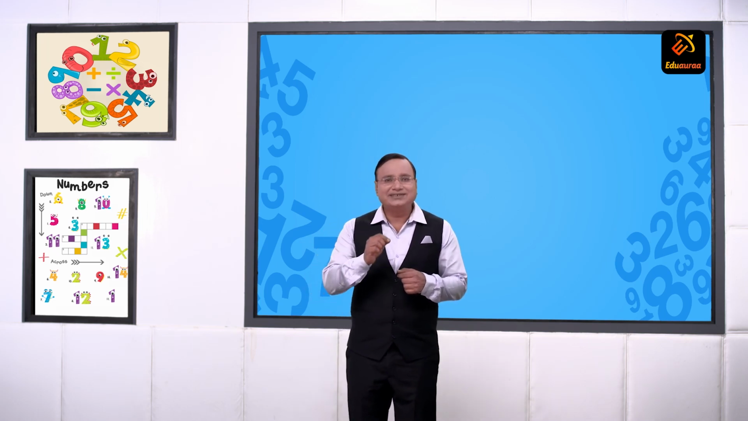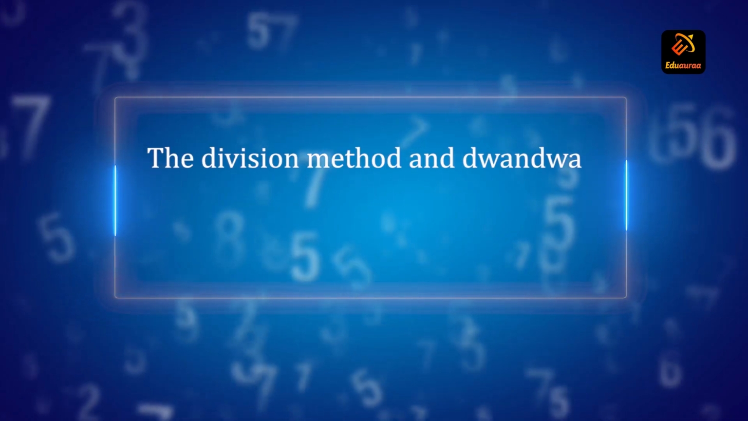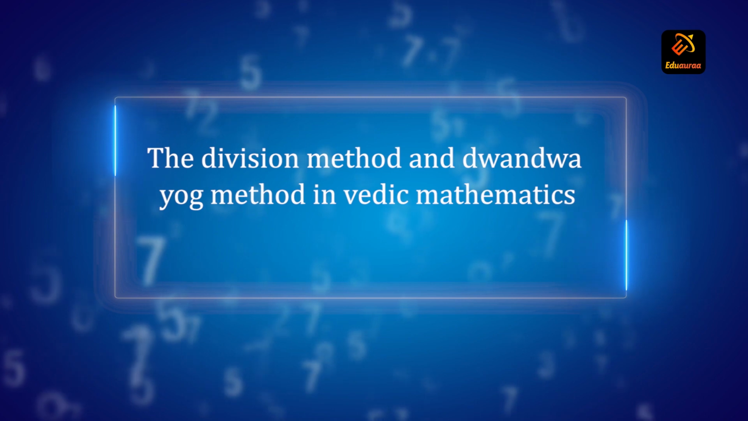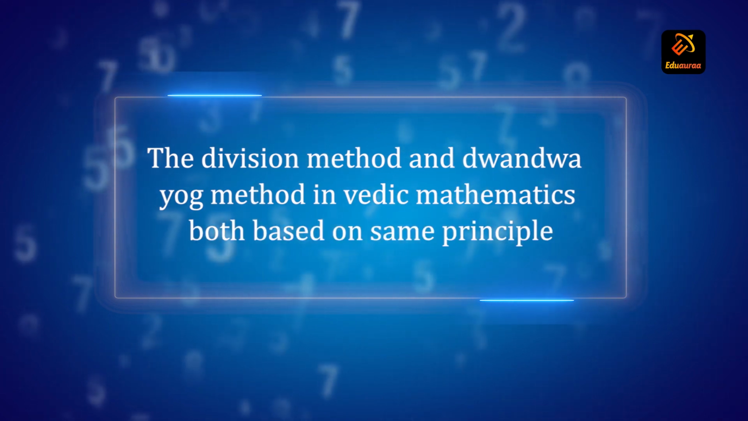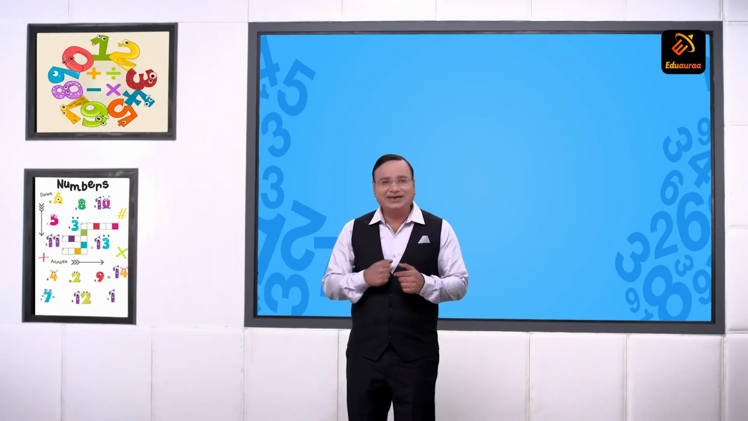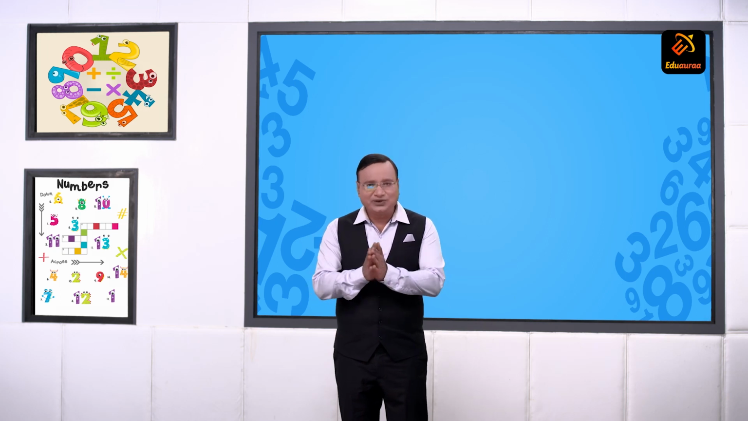This method is easier and rapid. The division method and the Dwanvi method in Vedic mathematics, both are based on the same principle. So what we'll do is we'll find some square roots by the division method first and then some by the Dwanvi method.